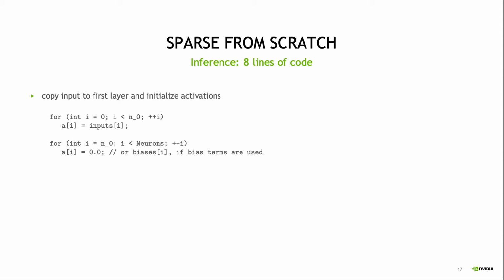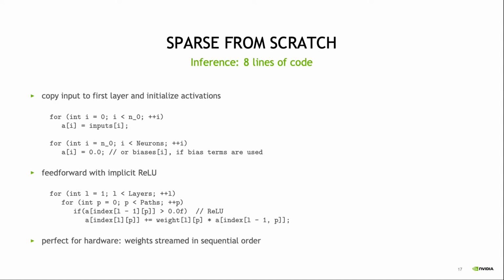The evaluation, also called inference, of a neural network represented by paths first copies all inputs to an array of activations A and then fills all other activations with 0. The actual computation then loops over all layers and paths where an activation A is updated only if the previous vertex along the P path is positive, meaning active. This is an implicit implementation of the rectified linear unit. It is obvious that the complexity of the algorithm is linear in the number of paths times the depth of the neural network. Also note that all weights are accessed in linear order, which is the most efficient memory access pattern on modern hardware.